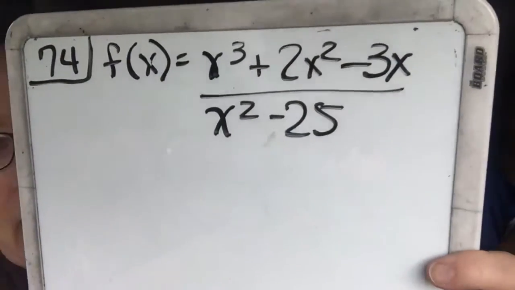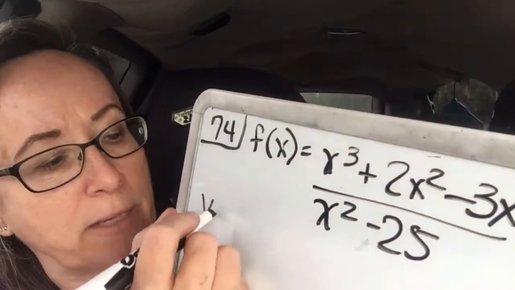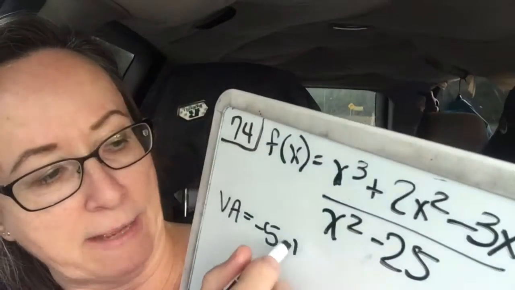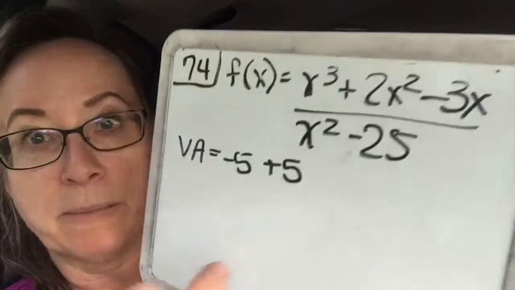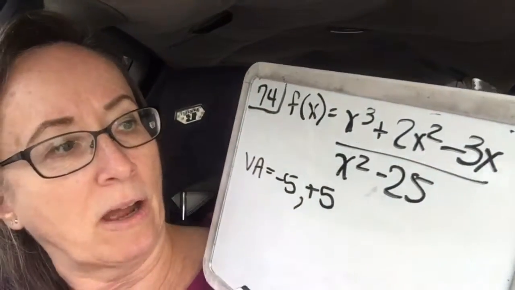Okay, so last problem is number 74. And on 74, our vertical asymptotes are going to be at -5 and +5, because x squared minus 25 is going to factor there.